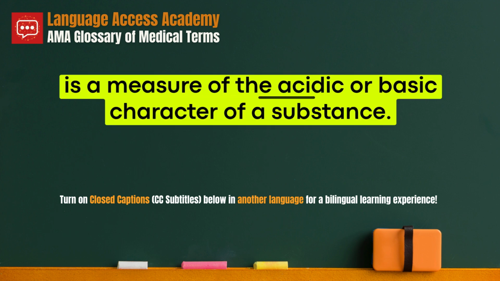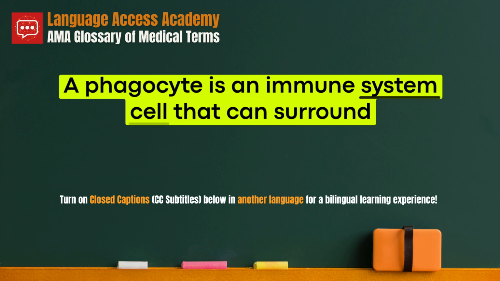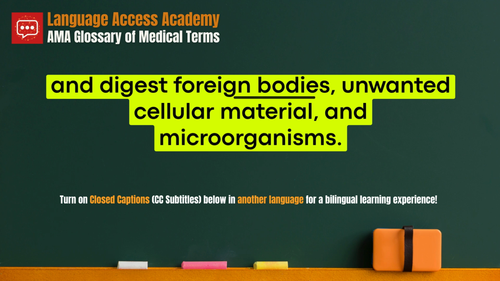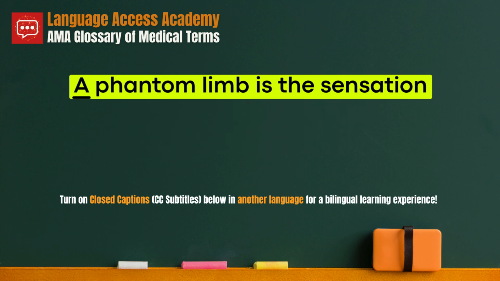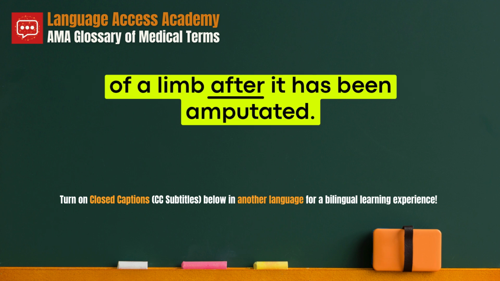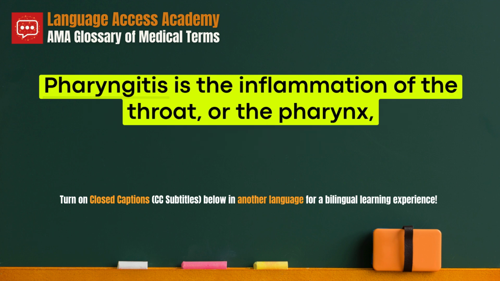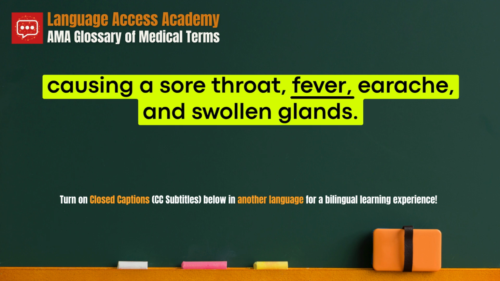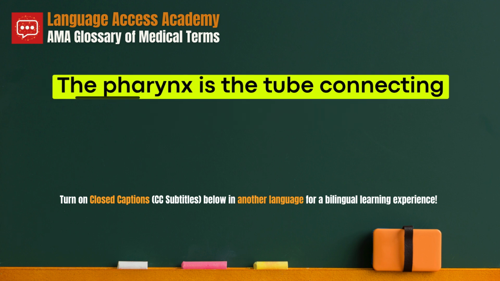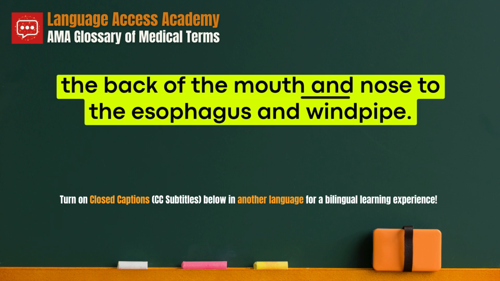pH is a measure of the acidic or basic character of a substance. A phagocyte is an immune system cell that can surround and digest foreign bodies, unwanted cellular material, and microorganisms. A phantom limb is the sensation of a limb after it has been amputated. Pharmacology is the study of medications, including drug development. Pharyngitis is the inflammation of the throat, or the pharynx, causing a sore throat, fever, earache, and swollen glands. The pharynx is the tube connecting the back of the mouth and nose to the esophagus and windpipe.